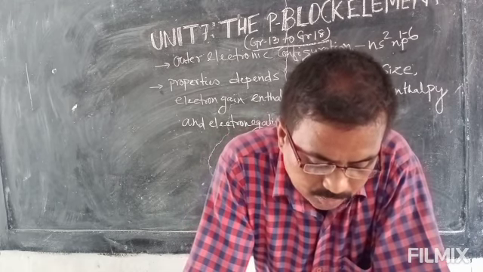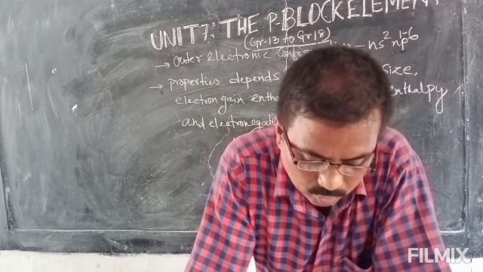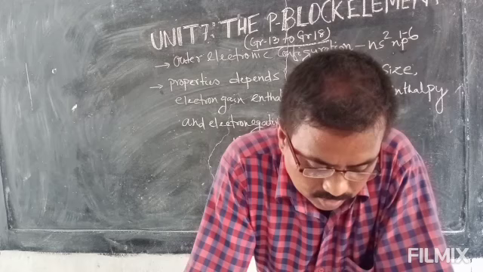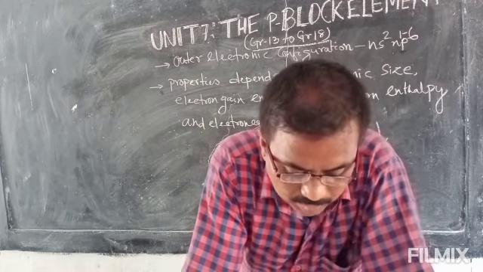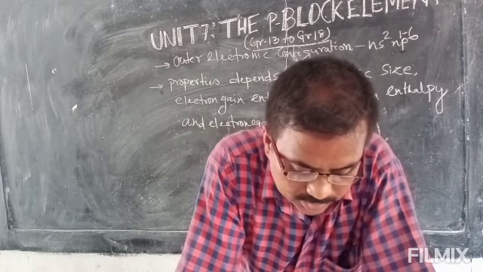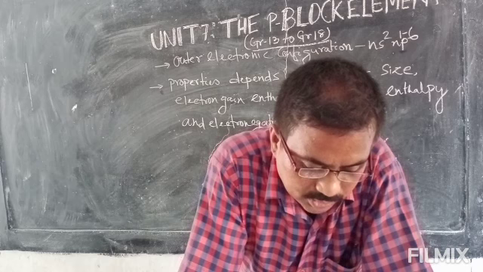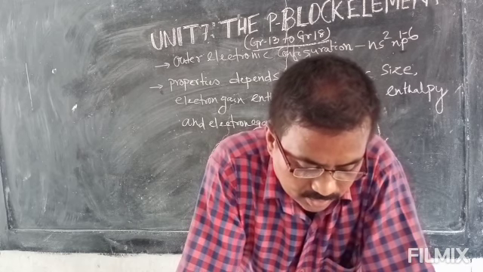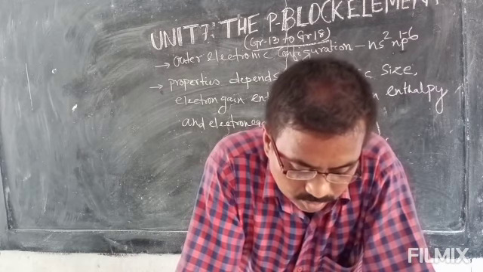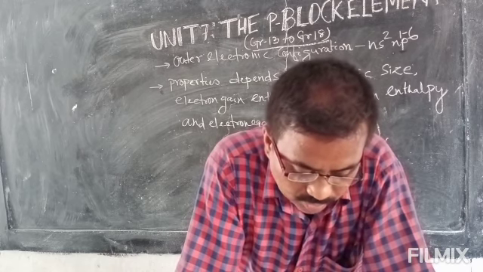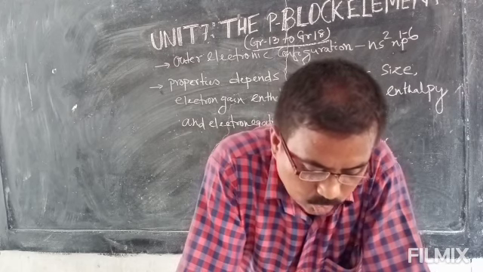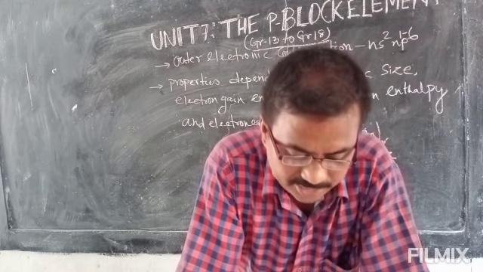The stability of the +5 oxidation state decreases, and that of the +3 oxidation state increases, down the group. This is due to the inert pair effect.